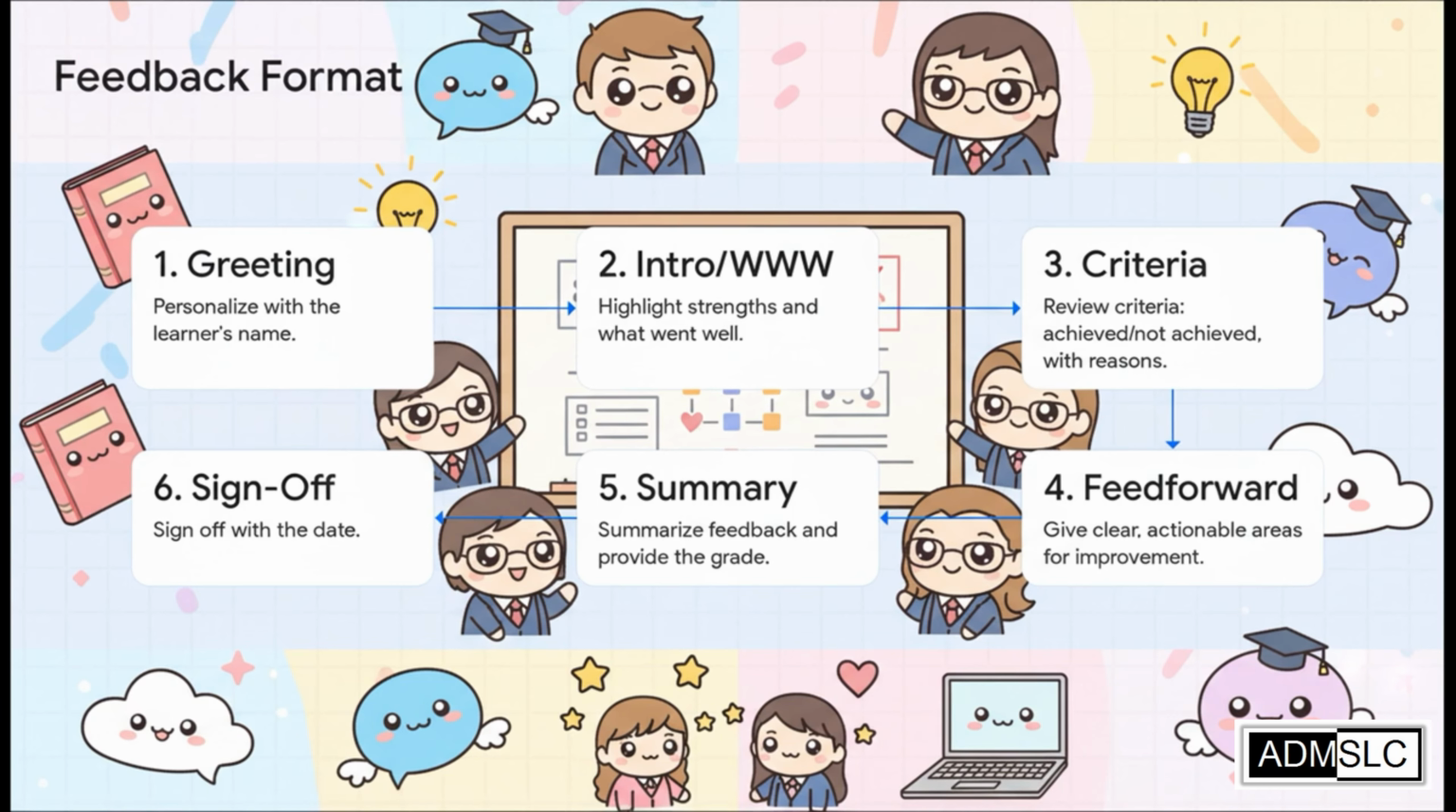It's really important that we all stick to this for every piece of feedback we give, so let's run through it. Step 1, simple, a personal greeting. Use your name. Then start with the good stuff. What went well? After that, go through the criteria explaining why something was or wasn't achieved. Then comes the crucial part, the feed forward. This is where you give them concrete steps for next time. Finally, wrap it up with a summary, give the grade, and sign off. This just makes our feedback personal, balanced, and actually useful.